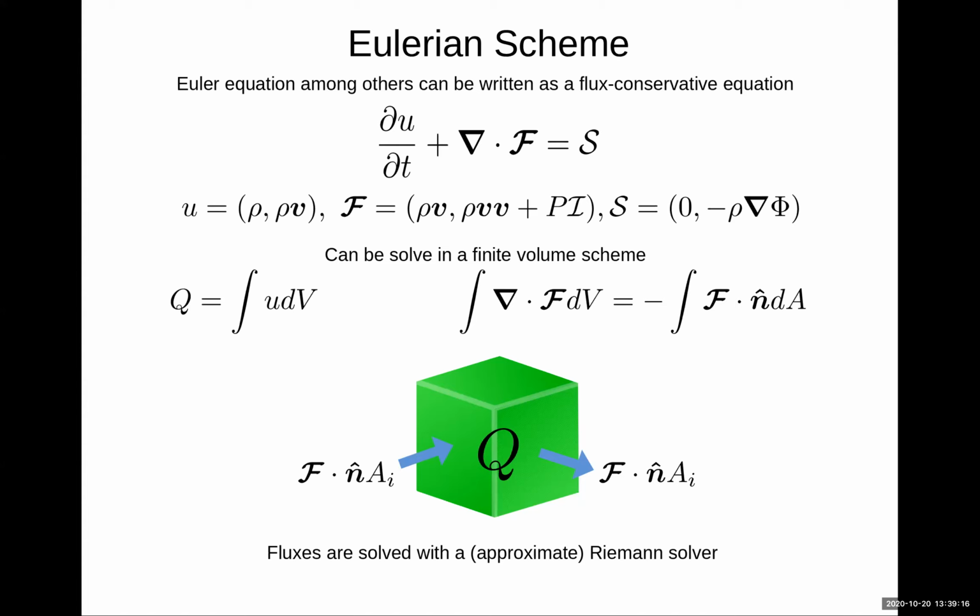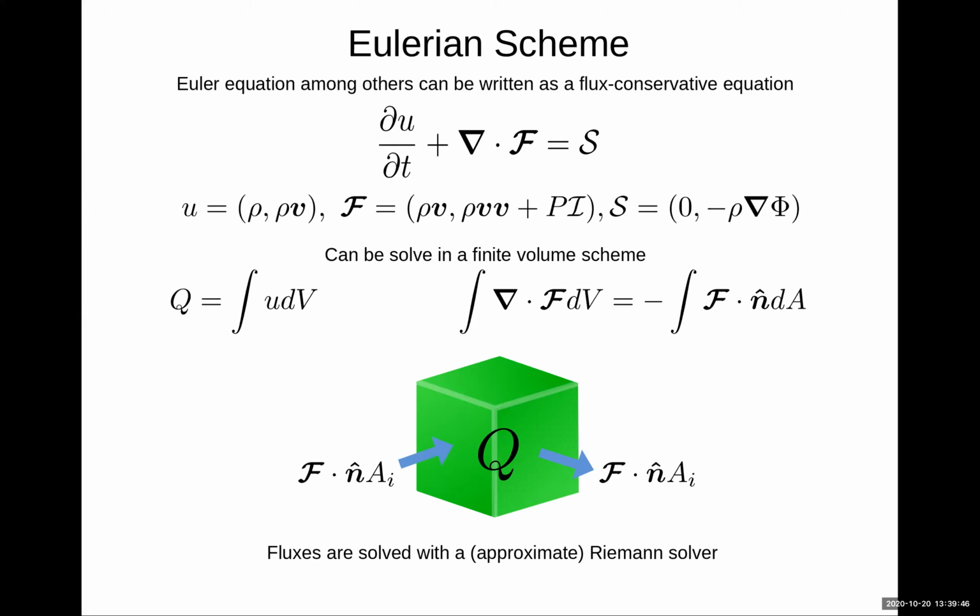And so what you can write is that when you write the equations for hydrodynamics, you can write them as a flux conserved equation. What that means is that if you think about these cells, there's some stuff in these cells, and if you integrate all that stuff, there's some total charge in that cell. Like if you integrate the density over the cell volume, it's the total mass. Integrate the momentum density in that cell over the volume, that's the total momentum, right?